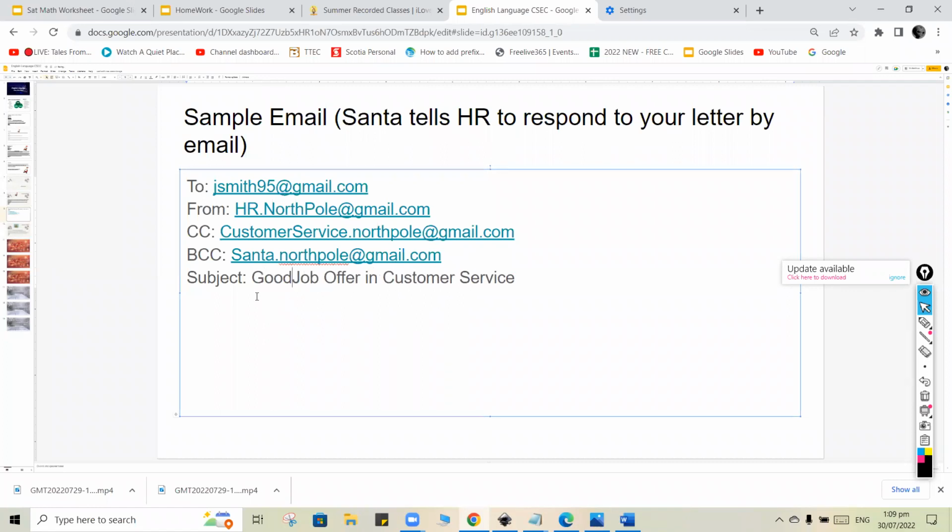Now, we do not want to have a subject that says something like, good day, we are responding with a job offer in customer service, right? That is not an appropriate subject line for an email or anything really. That's not a subject line. That's the first line of whatever you're writing, right? So: job offer in customer service.